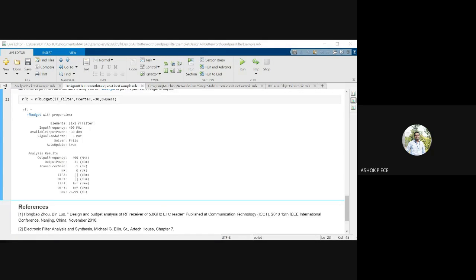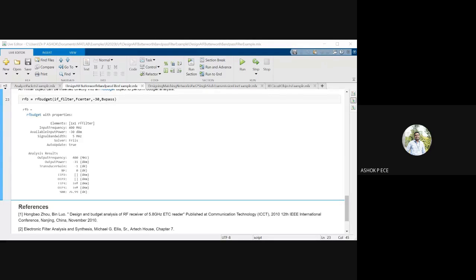So, dB is converting my power into decibel scale. For dB, the reference is 1 watt. For dBm, the reference is 1 milliwatt. Whenever I put a small m, it means the reference is 1 milliwatt. If I use dBu, the reference is 1 microwatt.